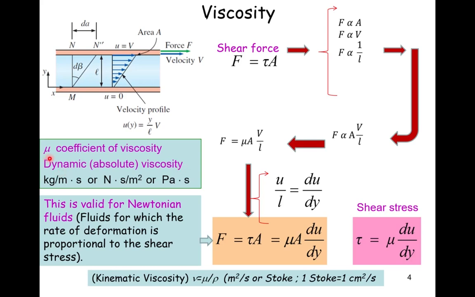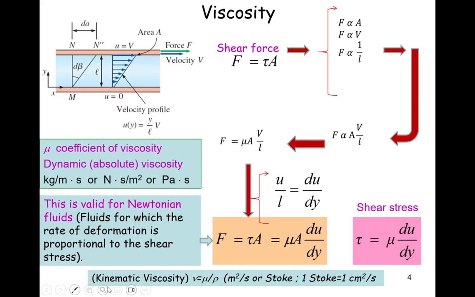It is called dynamic or absolute viscosity, and its unit is kilogram per meter second, or Newton second per square meter. We know that Newton per square meter is basically pressure, which is Pascal, so Pascal second. That means there are three different units you may see here, which have the same meaning.